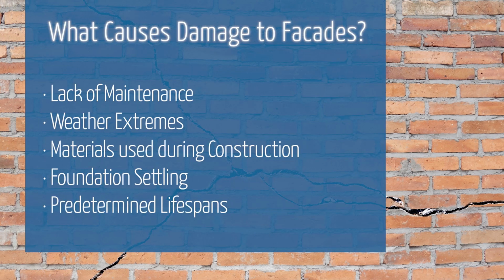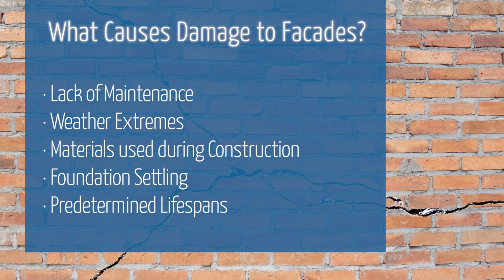What causes damage to facades? Well, the obvious one is lack of maintenance. This is where deterioration and structural issues are not identified when they first start, but they are only addressed when they become more serious issues. Another cause of damage to facades is weather extremes. For example, stone expands and contracts in different temperatures, especially during the winter when you have a constant freezing and thawing cycle, which can lead to cracks. We will show you some examples of this later in the video.